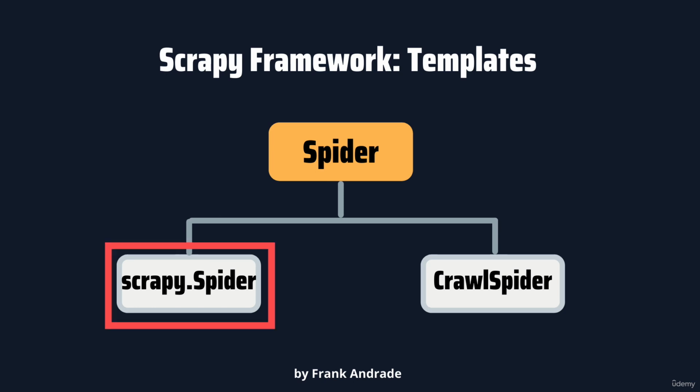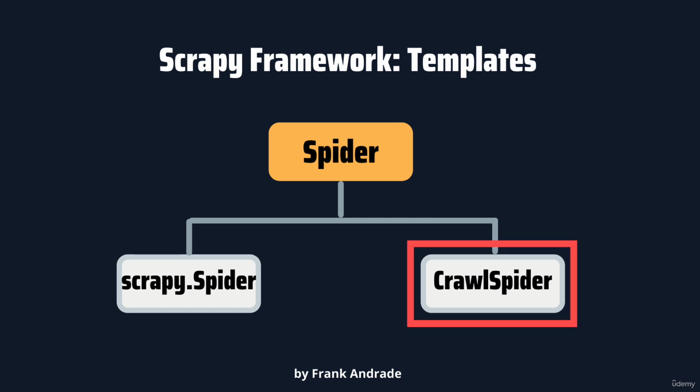The Scrapy Spider is the simplest spider and the one we'll use more often in this course. It doesn't provide any special functionality, but we can customize this template to scrape the way we want. On the other hand, the Crawl Spider is the most commonly used spider for crawling regular websites. It provides some mechanisms for following links by defining a set of rules.